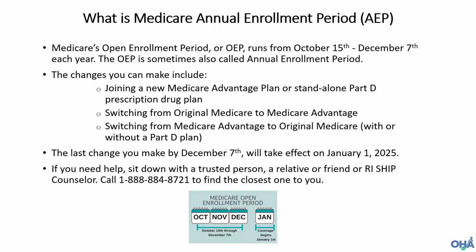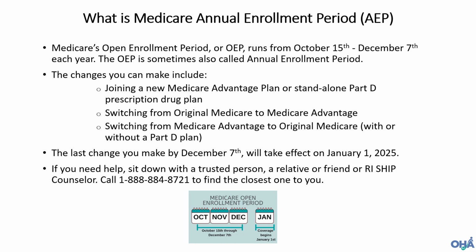What is Medicare Annual Enrollment Period? Medicare Open Enrollment Period, or OEP, runs from October 15th to December 7th each year. The OEP is sometimes called Annual Enrollment Period.